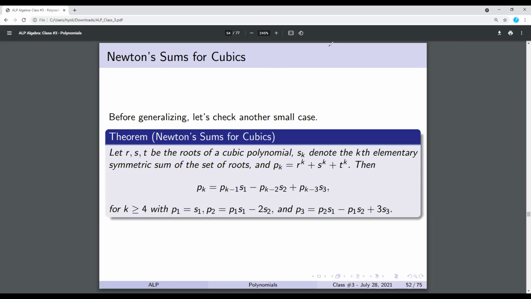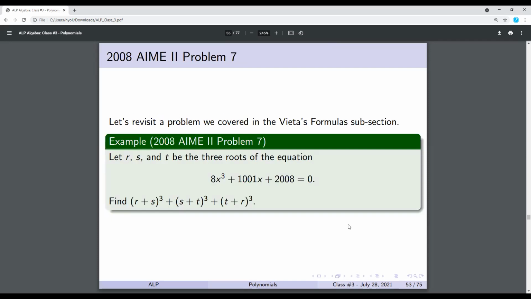Now we can generalize. We can check another small case, which is for cubics. Basically, P of k equals r to the k plus s to the k plus t to the k. Then P of k equals P of k minus 1 times S of 1 minus P of k minus 2 times S of 2 plus P of k minus 3 times S of 3. And we can continue this for k greater than 3. And for k with some smaller values, we can see at the bottom line what we should do.